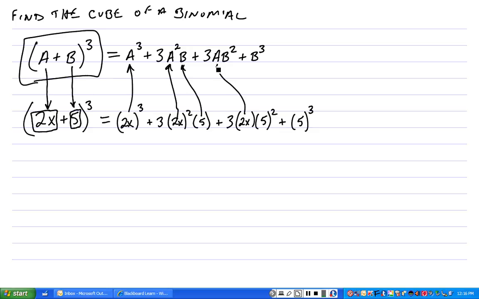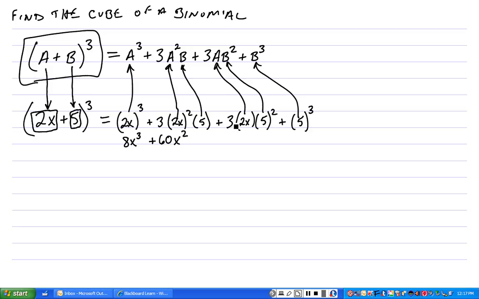So that would be us plugging in, and we'd find that 2 cubed is 8, so you'd have 8x to the third. 2 squared is 4, 3 times 4 is 12, times 5. 12 times 5 is 60, so 60x. Actually, x squared.